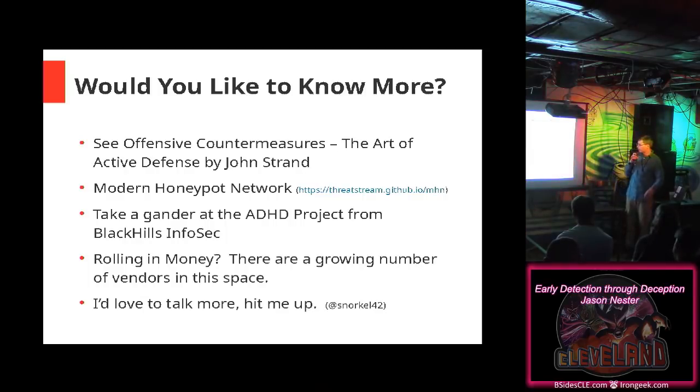And if you'd like to know more, here are some other things you might want to take a look at. Again, that book, Offensive Countermeasures: The Art of Defense by John Strand, is an excellent book. It's just full of different deception technologies and deception projects. The Modern Honeypot Network is a cool enterprise dashboard, essentially, for managing your deception in your environment. Black Hills InfoSec runs the ADHD project, which is essentially Kali for defenders. It's a Linux distro full of deception.